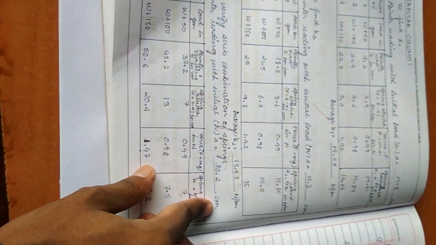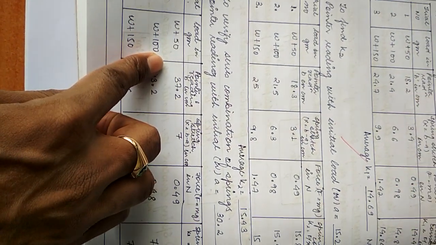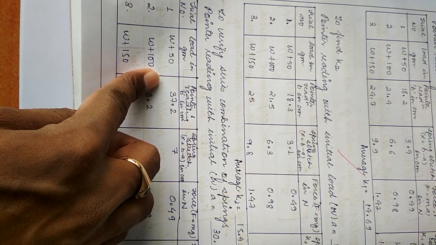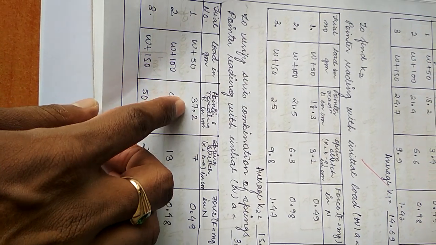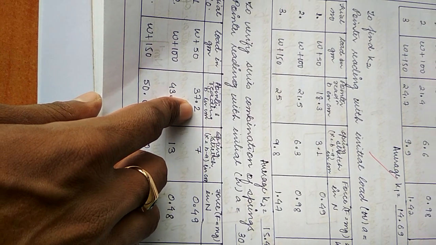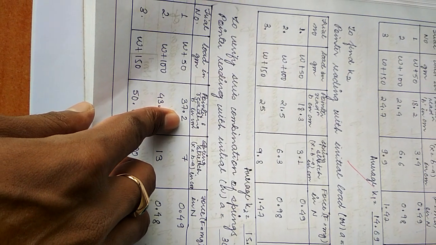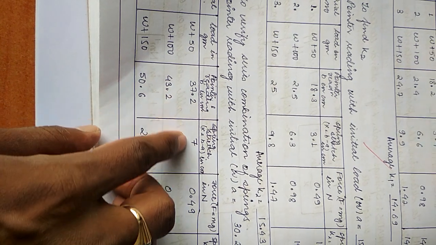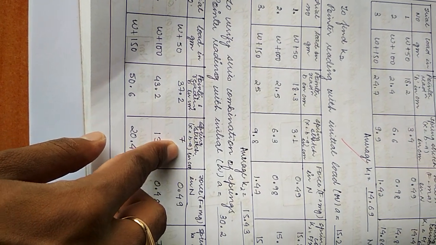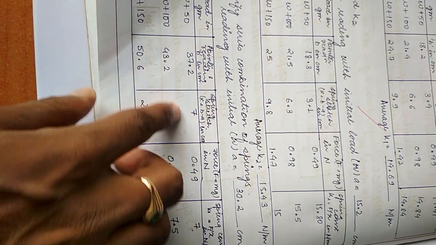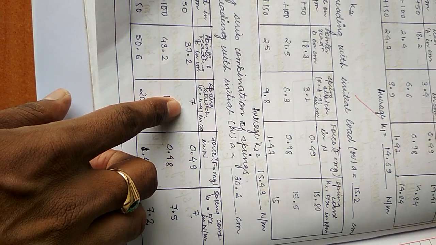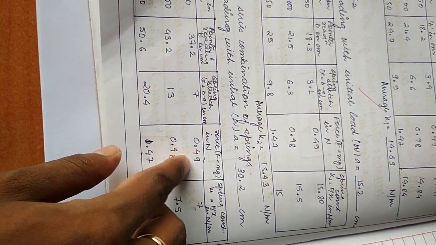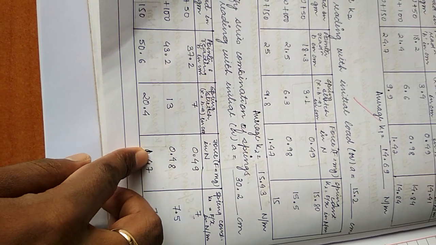30.2. Okay, the procedure is the same as what we conducted for K1 and K2. Plus 50, whatever the pointer reading is, that is 37.2. How much is the stretch? 37.2 minus 30, we will get 7. Similarly, we will get F is equal to mg, the same for all.